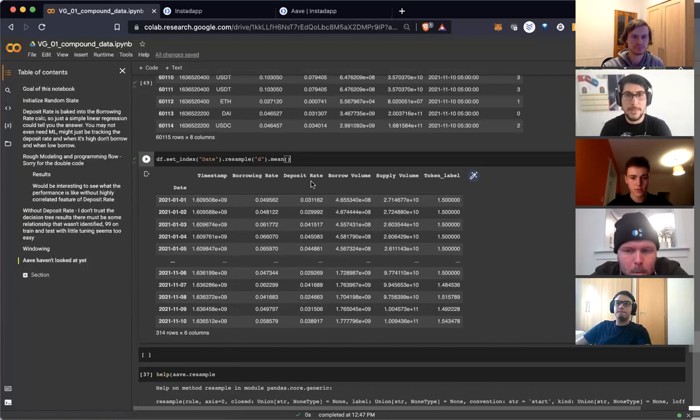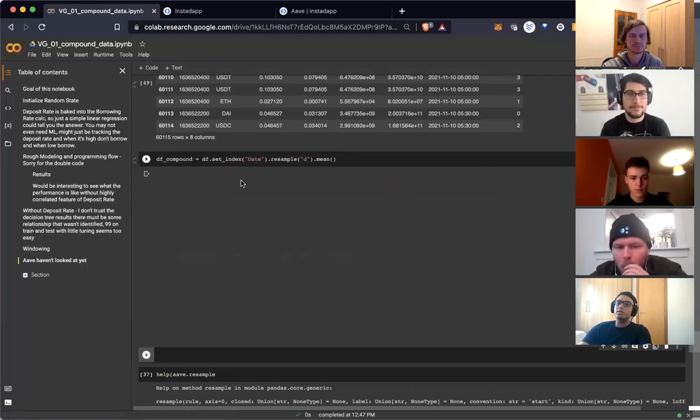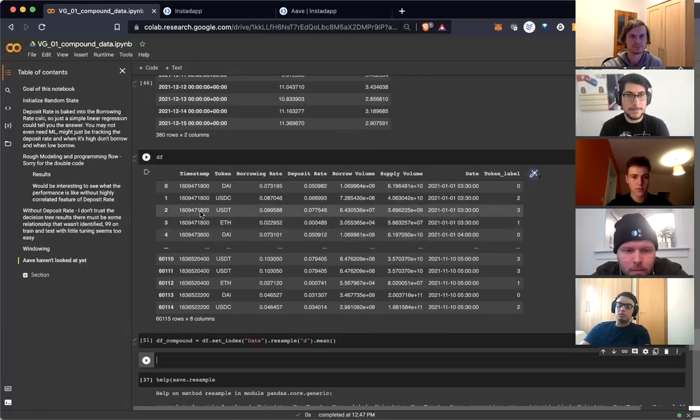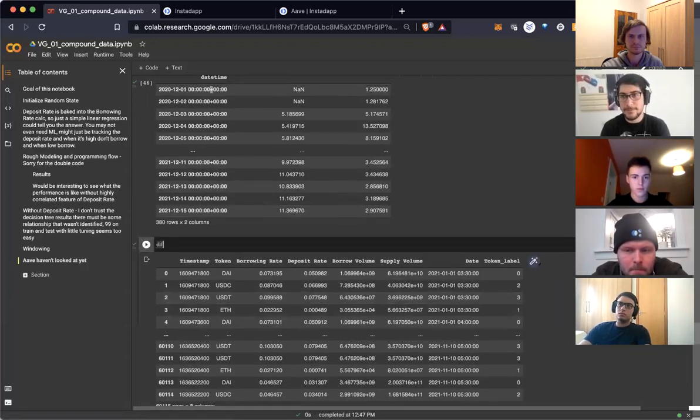So let's do, we were going to do deposit rate. I think the Aave data set doesn't have the deposit rate. I think it's just borrowing. Oh, just borrow rate. Okay. Do that.